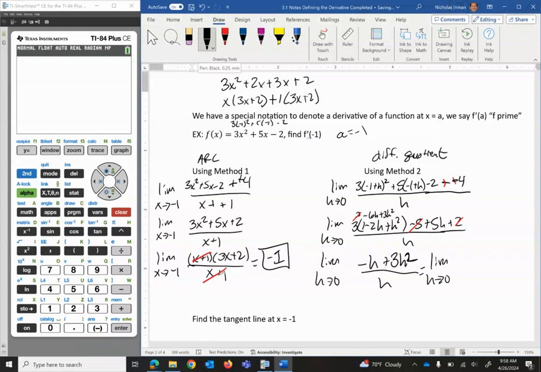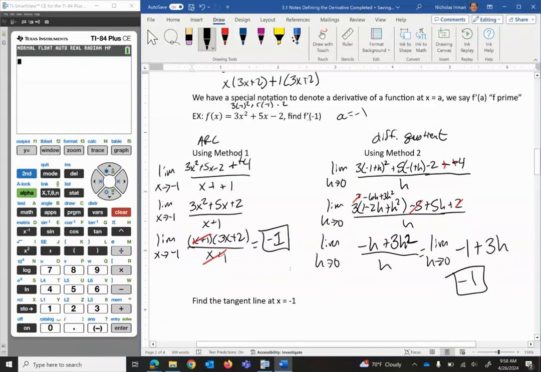Don't need my fraction anymore. It would be -1 plus 3h. And now we can make h equal to 0. It's not in the denominator anymore. So our limit is just -1. Great. So both answers are the same. That is very, very good.